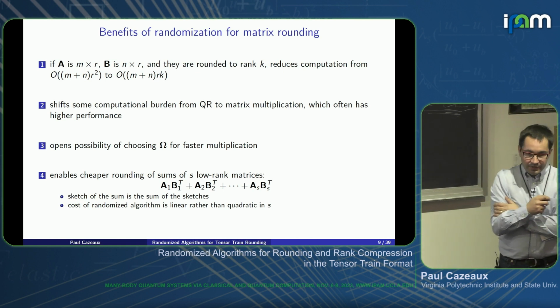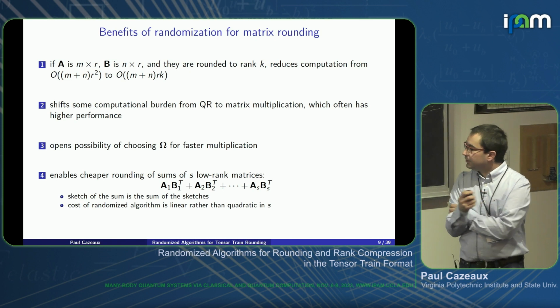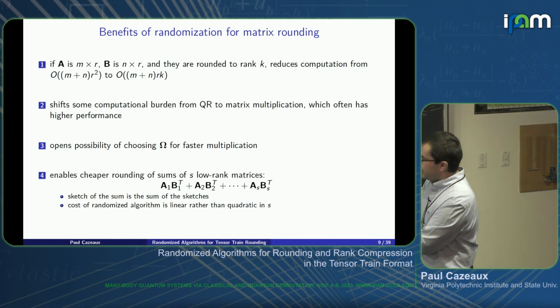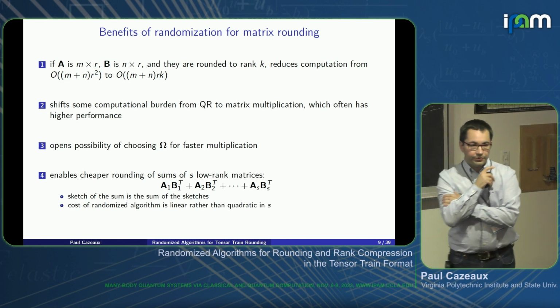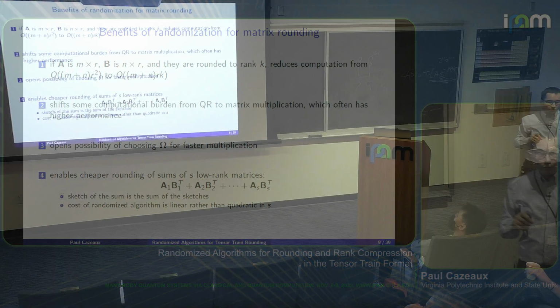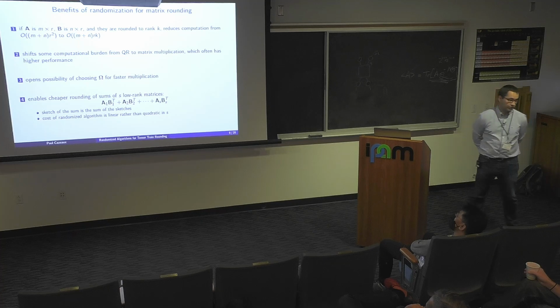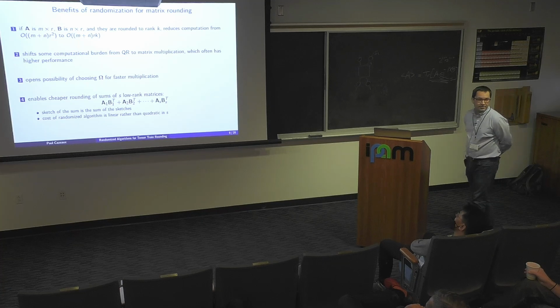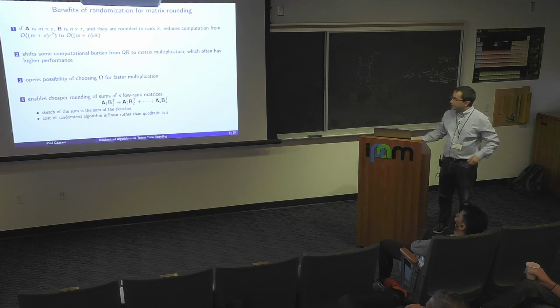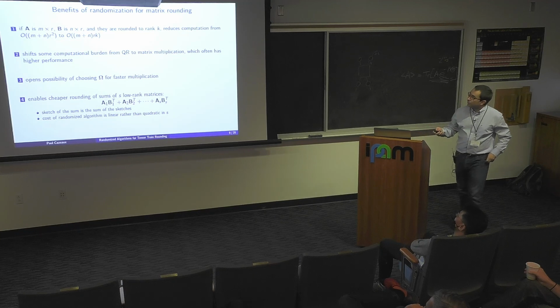Another thing that will come back is that if we know that we have, in the first place, not just one matrix of low rank, but a sum of low rank matrices, then the sketch of the sum is the sum of the sketches, and this allows one to gain a little bit more than otherwise.